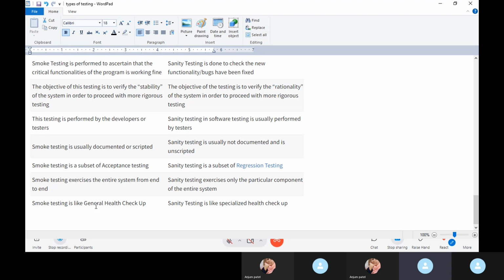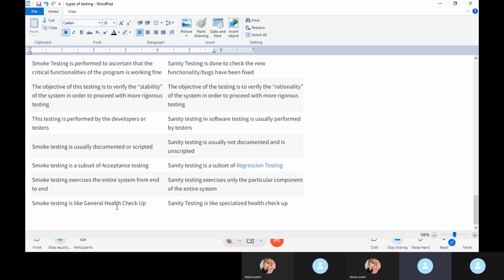That is why smoke testing is generally known as a general health checkup, and sanity testing is known as a specialized health checkup. General health checkup means we are testing every section on a very high level, not in detail. We are testing each and every section of the application. But sanity testing we only do on a particular module of the application. That is why it is a specialized health checkup.